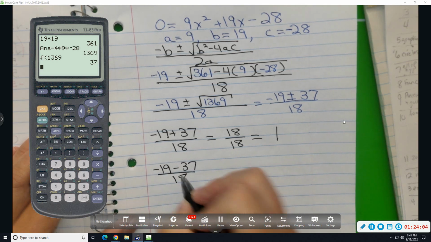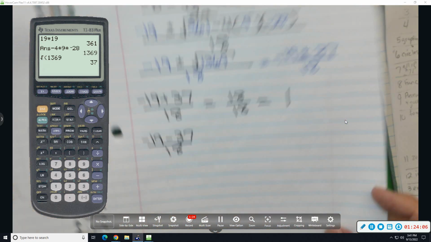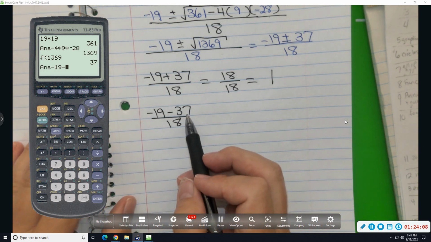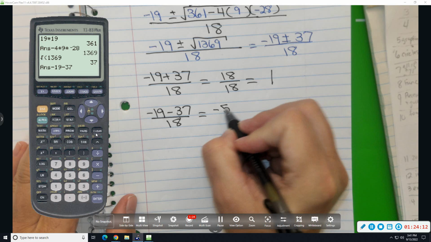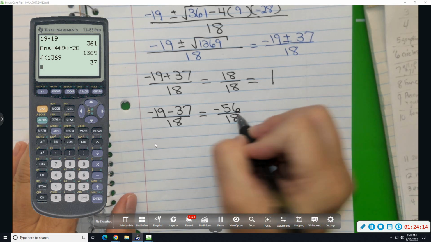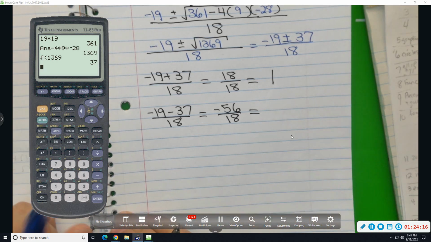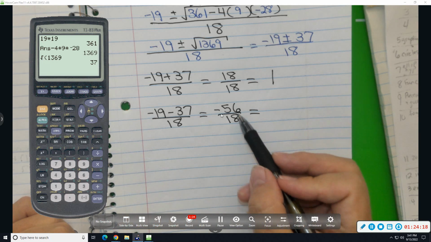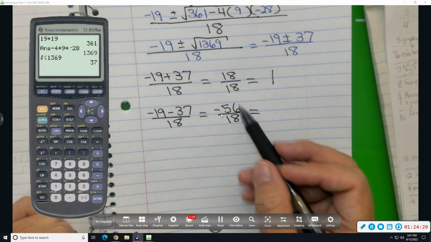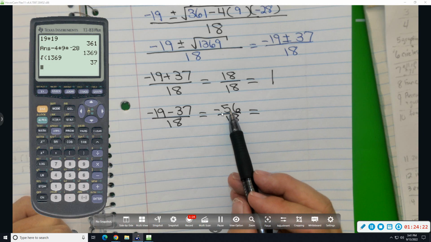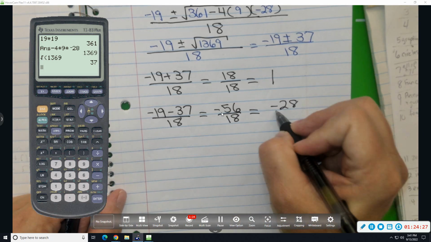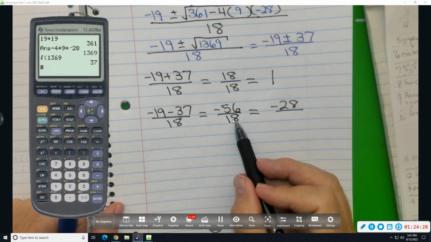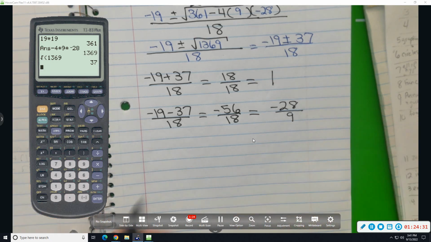All over 18. Negative 19 minus 37, is that a negative 56 over 18? Hey, let's cancel above and below. There's a common factor of 2. Negative 56 divided by 2 is a negative 28. 18 divided by 2 gives us a positive 9.